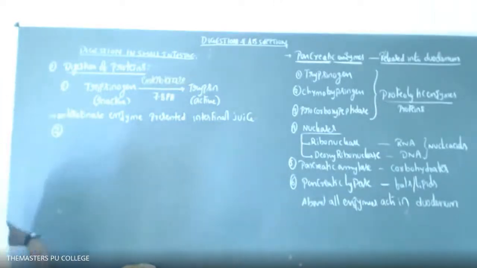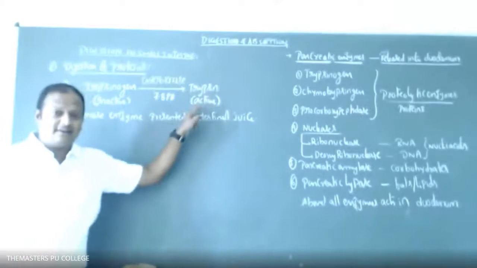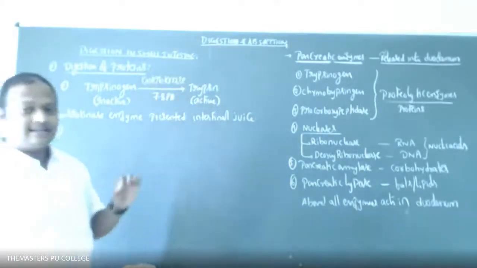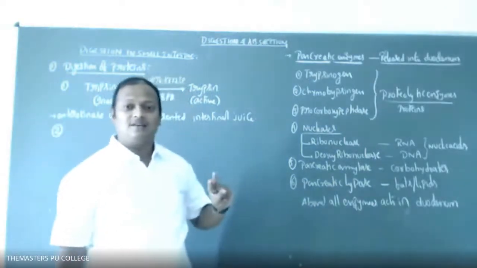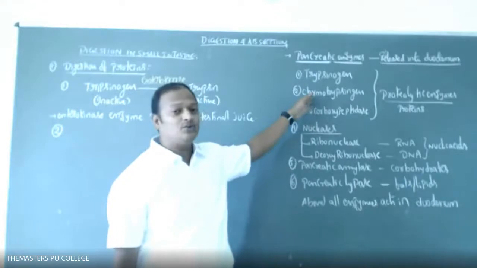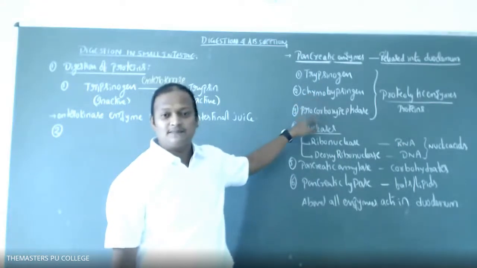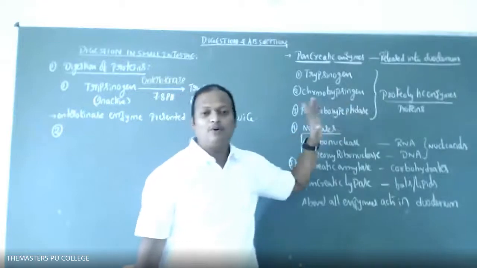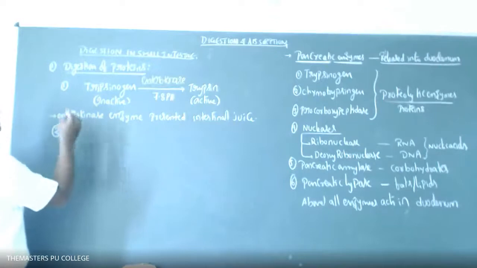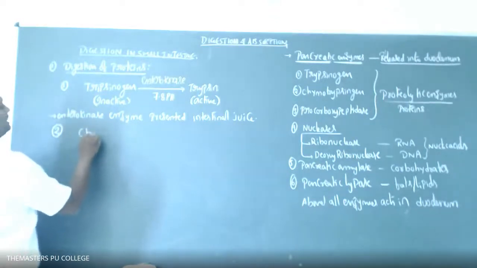Right. Next one. First, trypsin is activated. Once trypsin is activated, the trypsin activates the remaining two inactive enzymes of the pancreas. What are the remaining two inactive enzymes of the pancreas, students? Chymotrypsinogen and procarboxypeptidase.